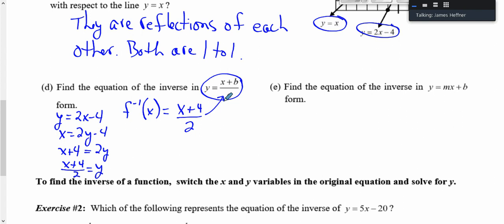Okay. Now they want us to find that inverse in y equals mx plus b form here over in part E. How are we going to do that? So there won't be any fraction over here. Why don't we just divide each of these terms by 2? So it would be x over 2, right? What's another way to write x over 2?